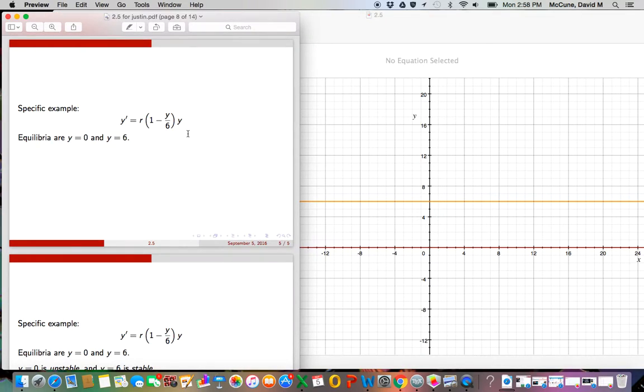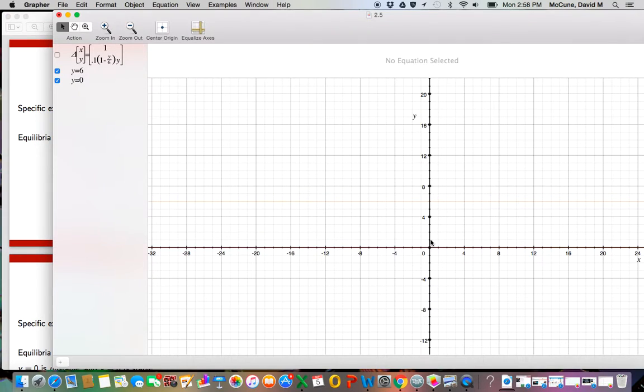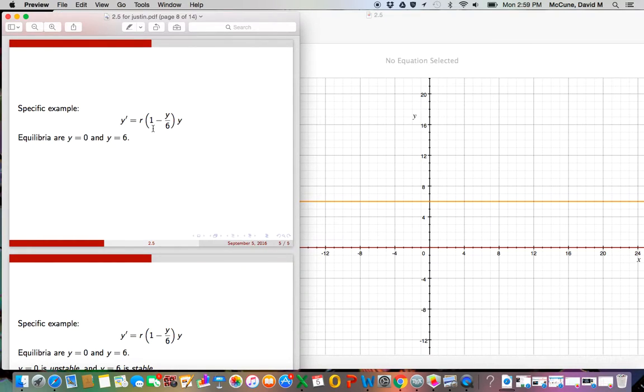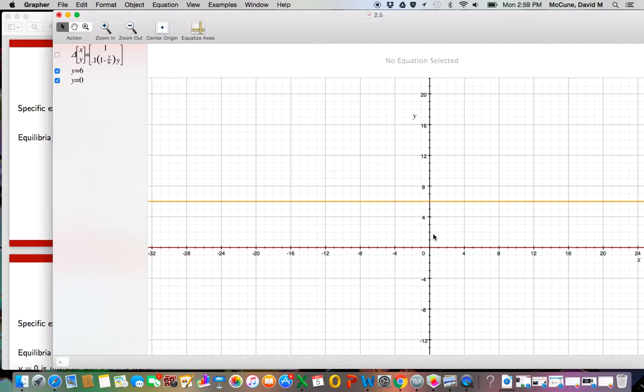Well, if y equals 1, you can plug 1 into this equation here. You would get r, which is positive, times 1 minus a sixth, which is positive, times 1, which is positive. So if you're sitting right here, you're expecting your slope to be positive, which means you'll rise. And you'll rise to, let's say, y equals 2. Now you could plug y equals 2 in here and do the same thing. You would have r times 1 minus 2/6 times 2. So all that is still positive, which means you will continue to rise.